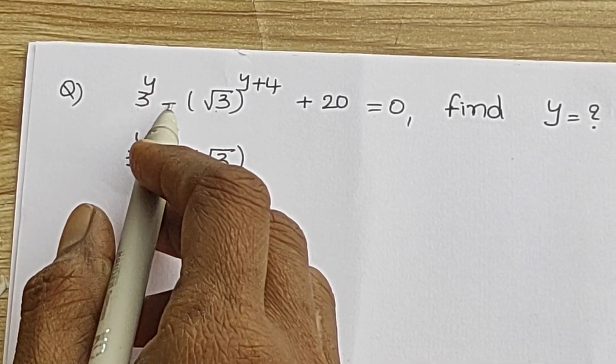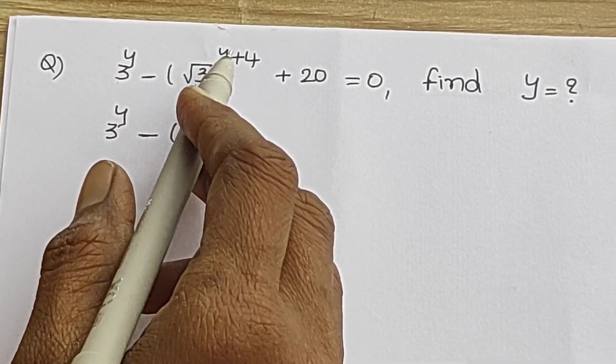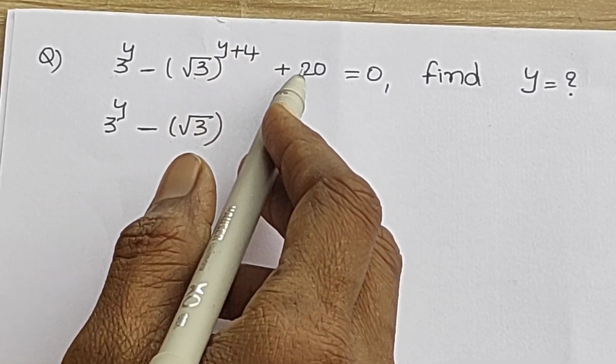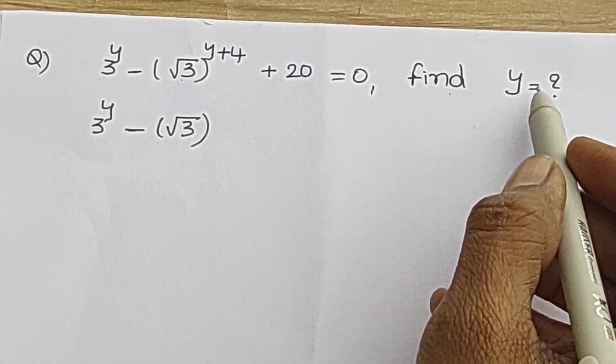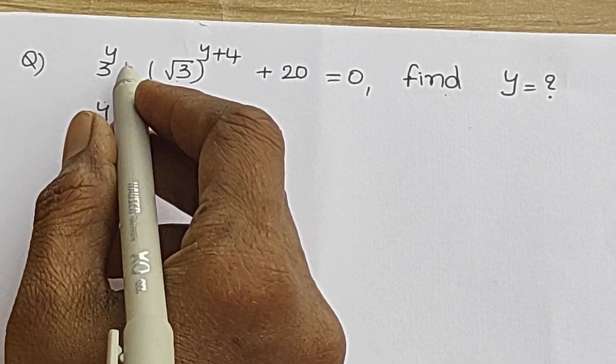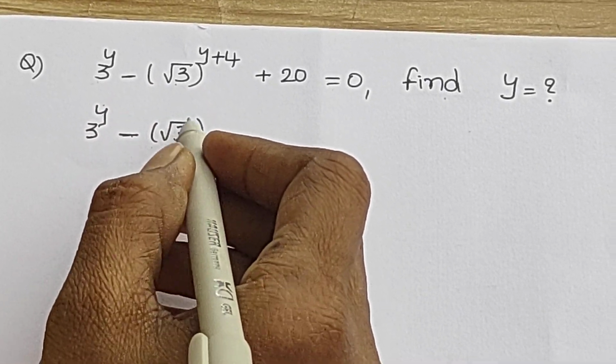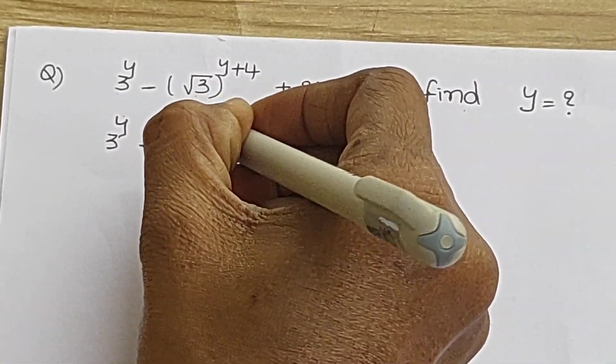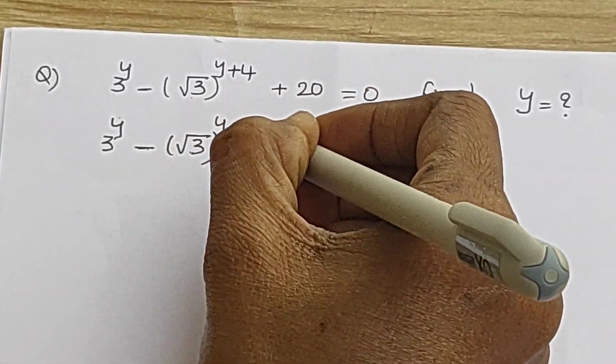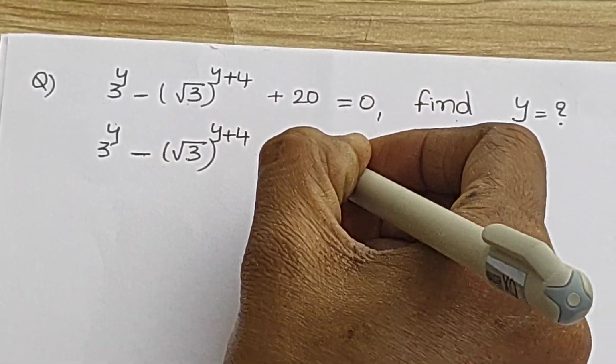3 power y minus root 3 whole power y plus 4 plus 20 equals 0. Find y.